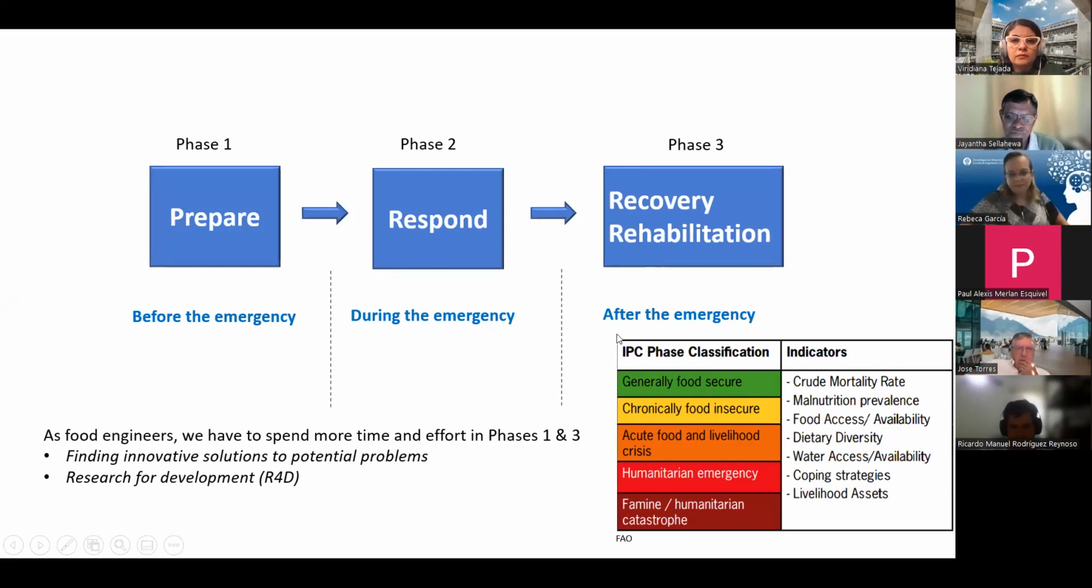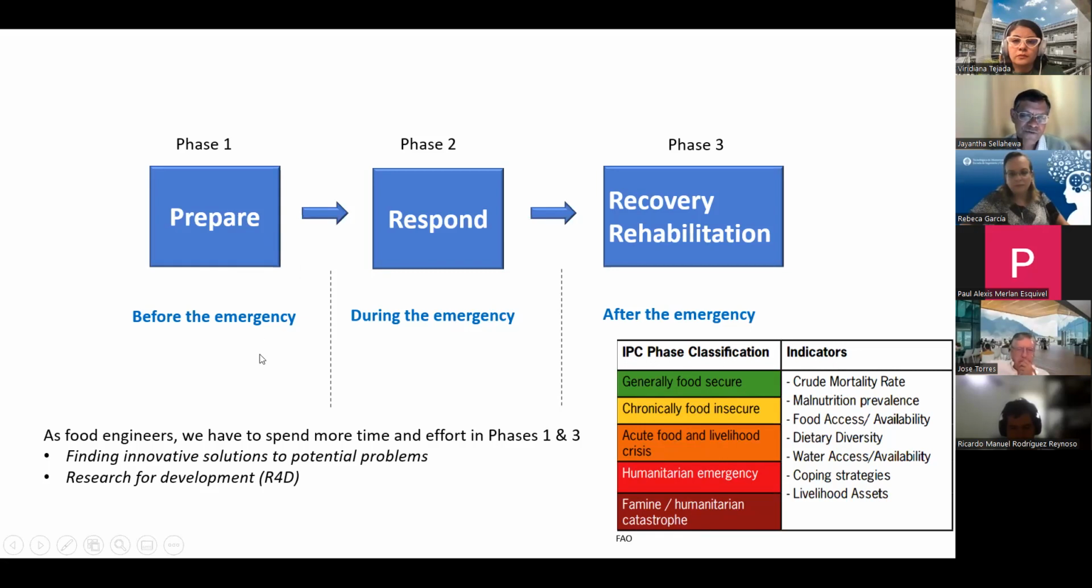So in terms of our role as food engineers, we don't get too involved in the response phase, but this is more to do with logistics. You can't process and prepare food when there's an emergency, but what we can do is to prepare for this. Now, FAO has a system whereby they can predict where problems are likely to occur based on historical information and climates and political instability and so on. So they color code this. Every country has a color code. So if it's food secure, it's green. If there's a famine because of ongoing drought, for example, it's this color.